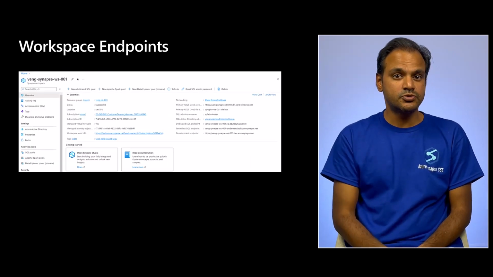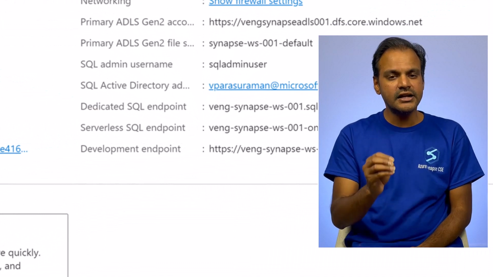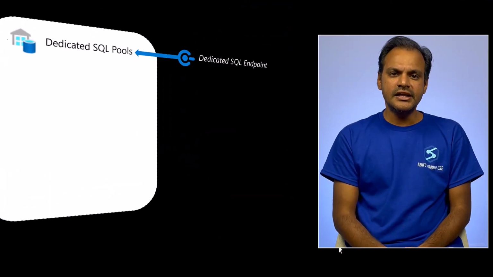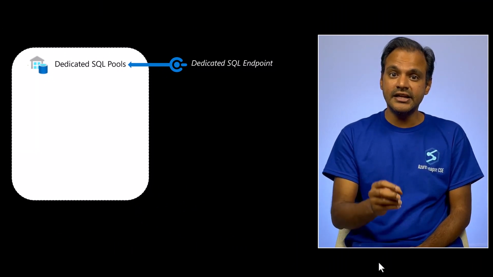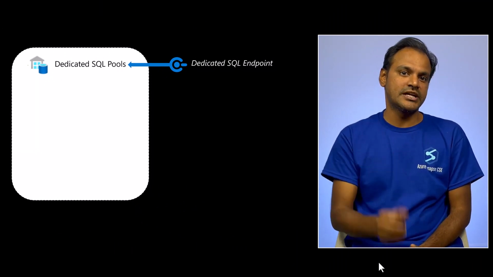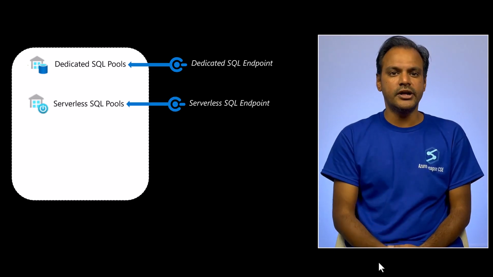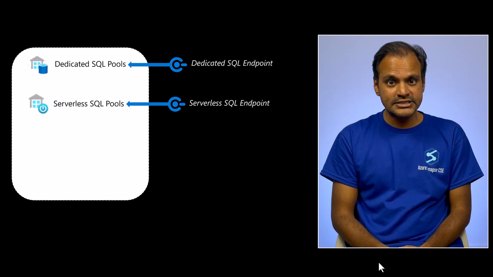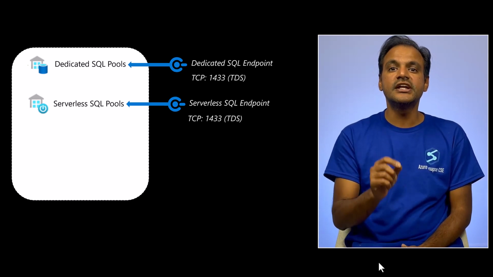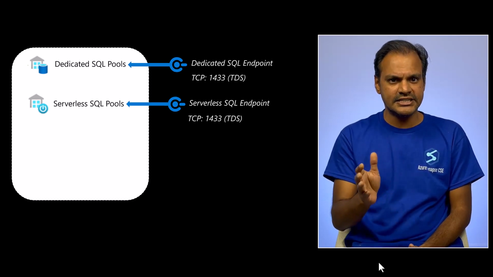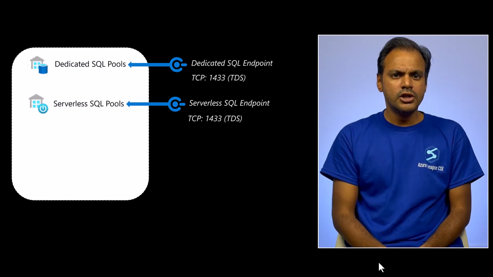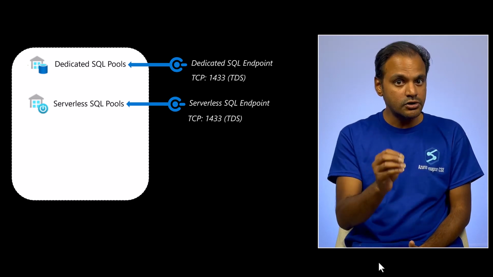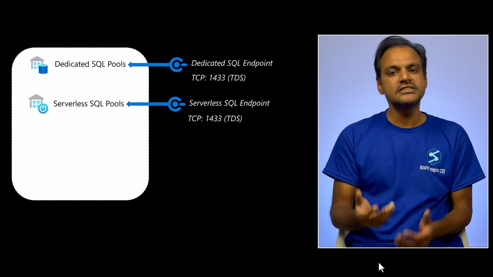Each Synapse workspace comes with three distinct endpoints: a dedicated SQL endpoint, a serverless SQL endpoint, and a development endpoint. Dedicated SQL endpoint provides access to the dedicated SQL databases within the Synapse workspace. Similarly, a serverless SQL endpoint provides access to the serverless SQL databases within the Synapse workspace. Both these endpoints accept connections on TCP port 1433, which is the standard port for TDS, or Tabular Data Stream Protocol. You can use any SQL client tool such as SSMS or Azure Data Studio to connect to this endpoint and execute SQL queries on these databases.